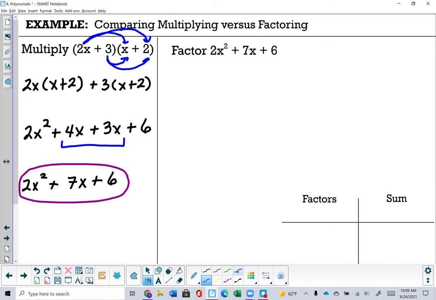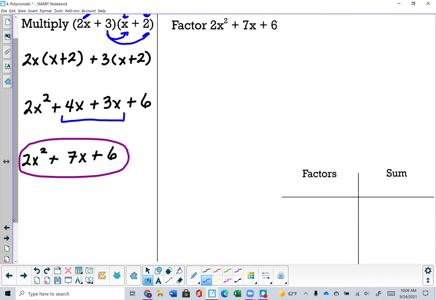So starting with 2x squared plus 7x plus 6, the first thing we're going to do is identify the coefficients a, b, and c. A, we know, is equal to 2. B is equal to 7. And C is equal to 6. When you do the AC method, you're going to first start with multiplying your coefficient A by your coefficient C. A times C, in this case, is 2 times 6, gives us 12.